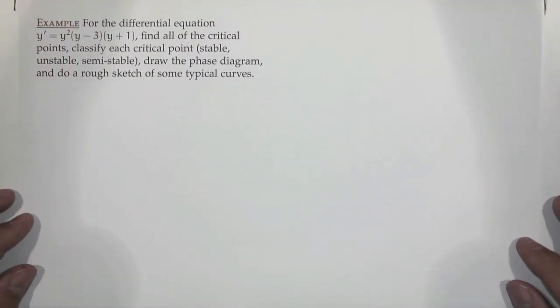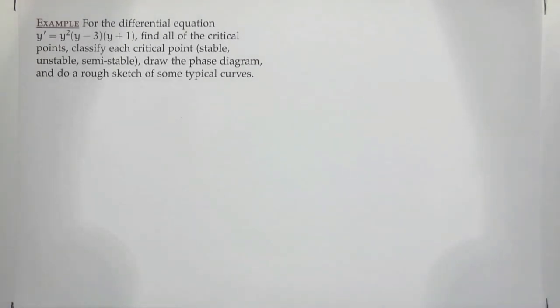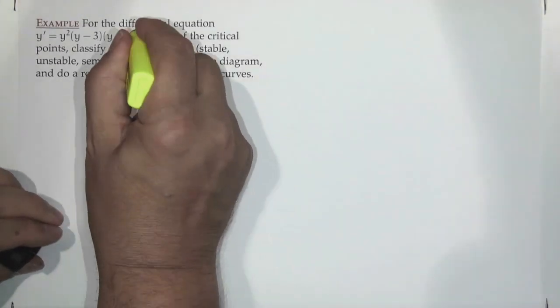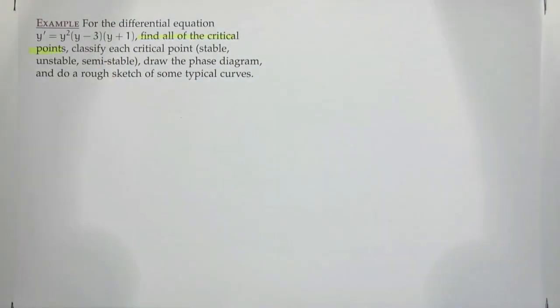Example. For the differential equation y prime equals y squared times (y minus 3) times (y plus 1), find all of the critical points. Not just some, not just one, all of them. Okay. And we're going to classify each critical point as stable, unstable, semi-stable. We're going to draw the phase diagram, and we're going to do a rough sketch of some typical curves. This part, the rough sketch, we haven't talked about, but we'll work through it. We'll figure it out. We can do this. Okay, so suppose we start doing these things. What would be our procedure to find the critical points?